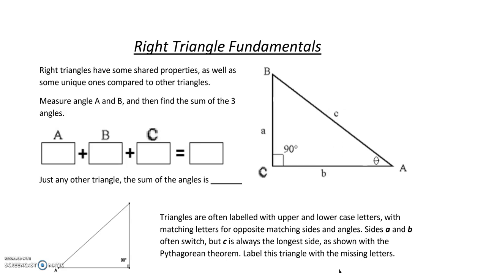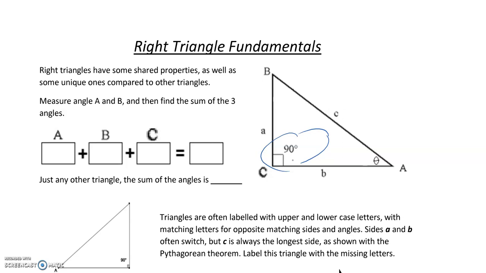So we're going to start with some right triangle fundamentals. And it says right triangles have some shared properties as well as some unique ones compared to other triangles. Of course, right triangles are ones with a 90-degree angle. That's pretty self-explanatory. If it's got that, it is a right triangle. Right to math means 90 degrees. It says measure angle A and B and then find the sum of the three angles.